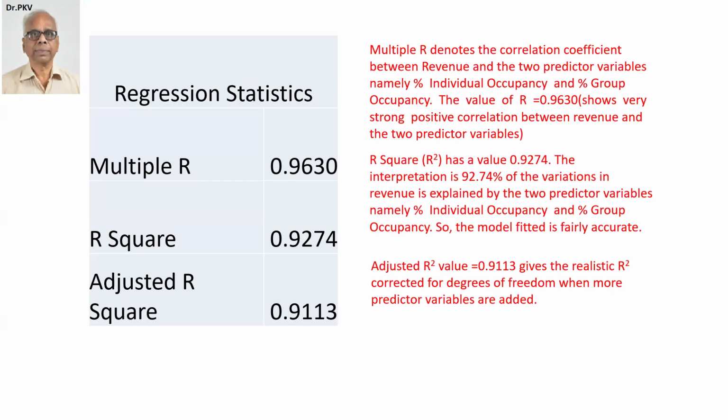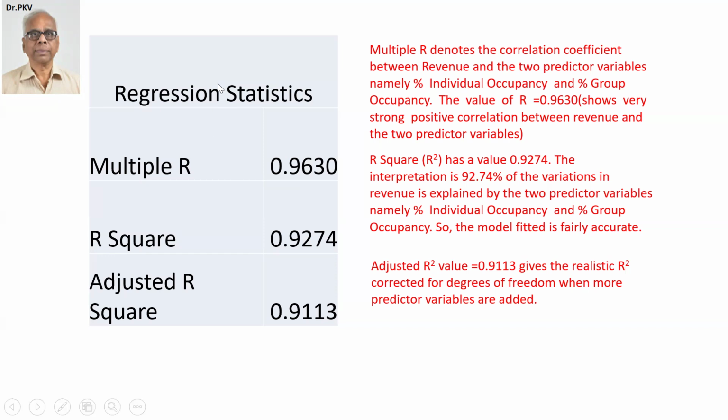Then we get the regression statistics. Multiple R 0.963, R squared 0.9274, adjusted R squared 0.9113. The multiple R 0.963 represents the multiple correlation coefficient that exists between the revenue and the two predictor variables, namely percentage individual occupancy and percentage group occupancy.